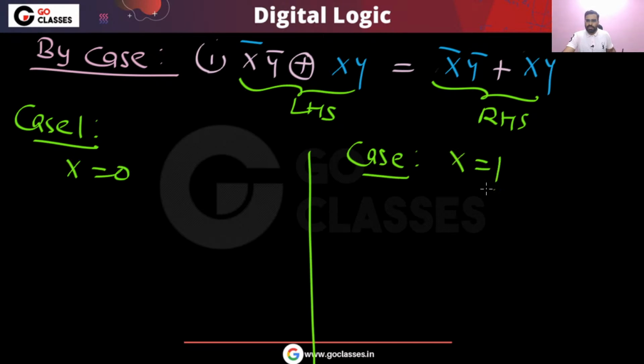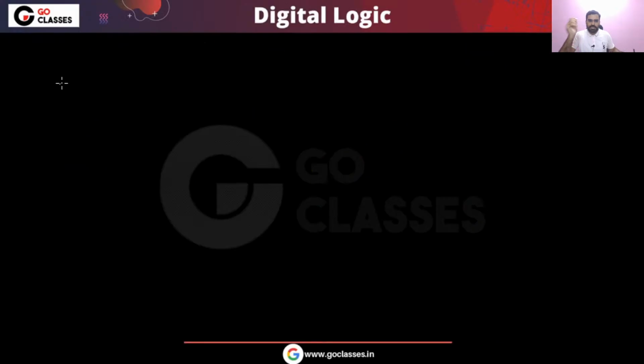Only two cases are possible, there is no other case possible. And this by case method is the most efficient. If you solve this question using a truth table, or if you expand this exclusive OR, it will take a lot of time. Many students will open this exclusive OR.